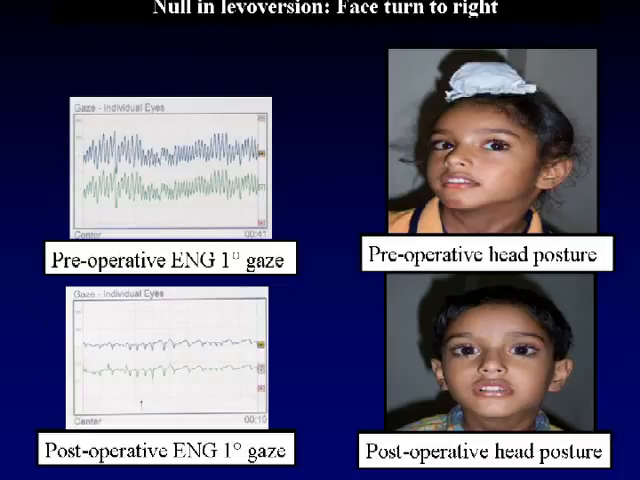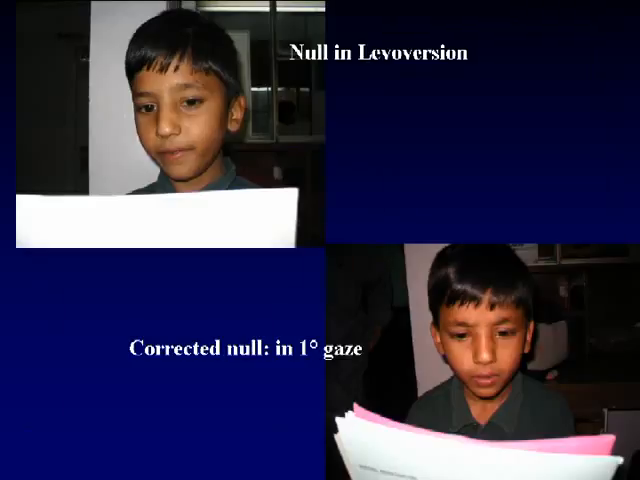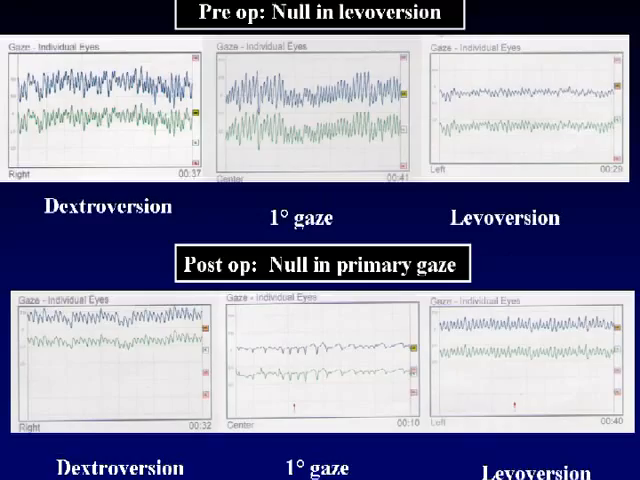Here you can see the electronystagmography of the patient, the preoperative on the top and the post-op in the lower part. You can see that there is a definite improvement in the ENG curves. And again, another patient with a face turn to the right, which improved after the augmented Anderson's procedure. Again, showing on the ENG the improvement. The null which was on the left side has now shifted onto the primary gaze. So although there is some nystagmus, there is a definite dampening of the nystagmus.